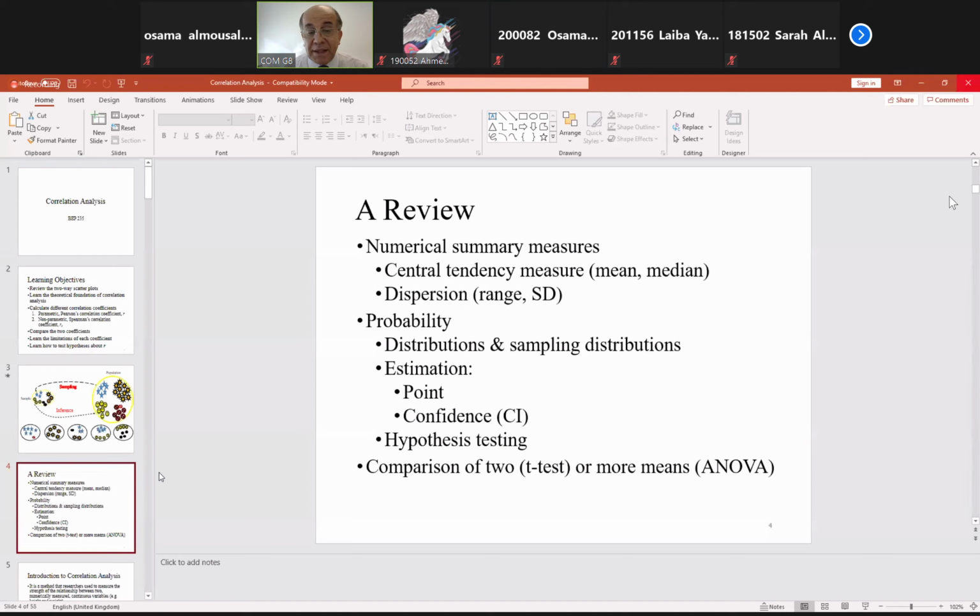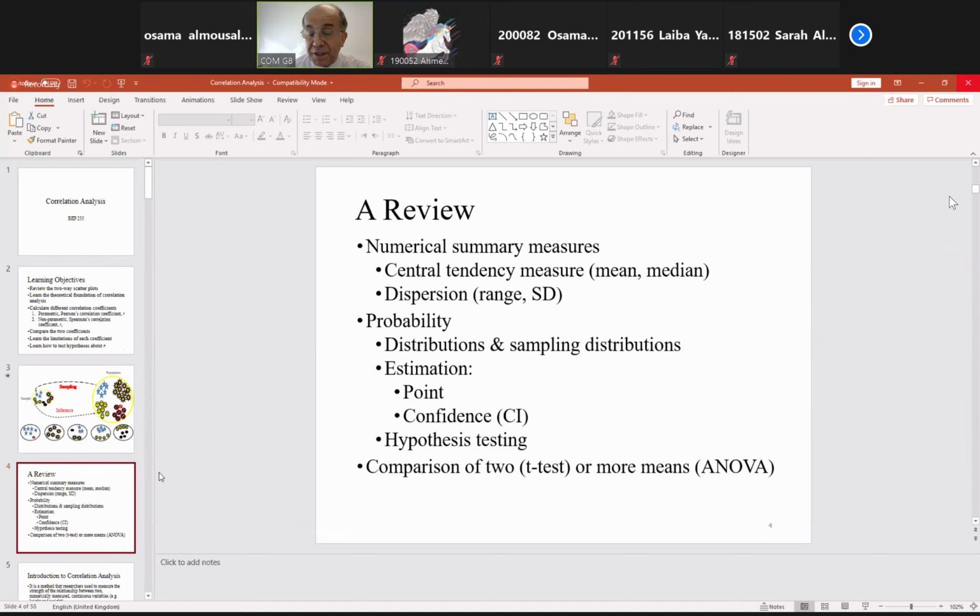Then we talked about probability, how the data is distributed. Is it symmetric? Is it not symmetric? If you have outliers, the data is not symmetric because one tail will be stretched because we have an outlier. And then we said, okay, let us estimate the mean, either a point estimate, which is the mean, or a confidence interval, as you've done before. All of those are called estimation.